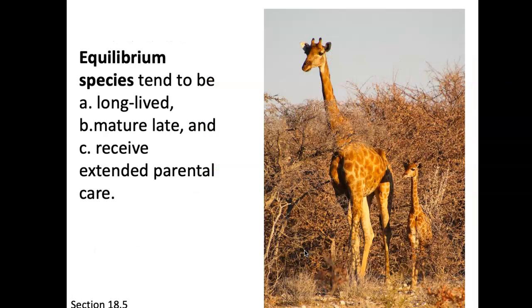The equilibrium species tends to be long-lived, mature very late, and they receive extended parental care. This little giraffe is getting parental care from the parent, who is going to stick by it for a long period of time.